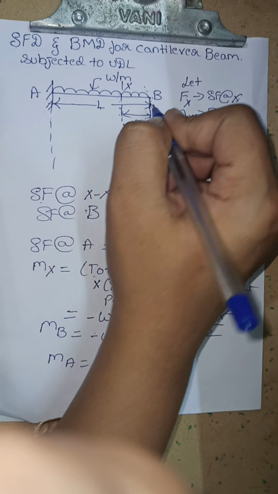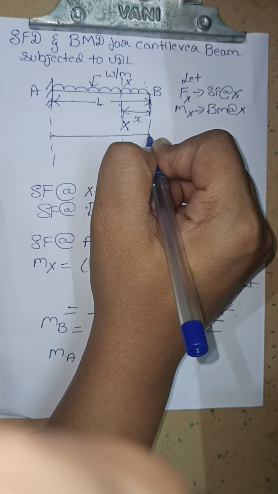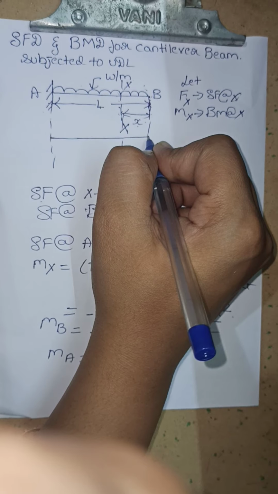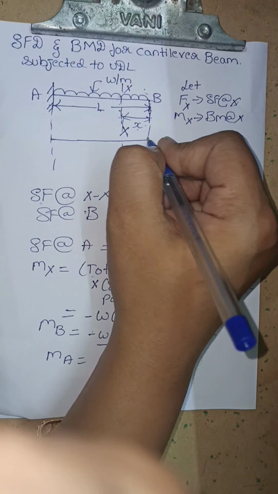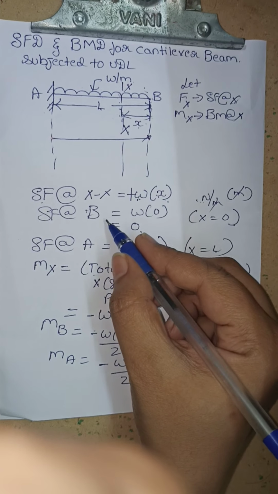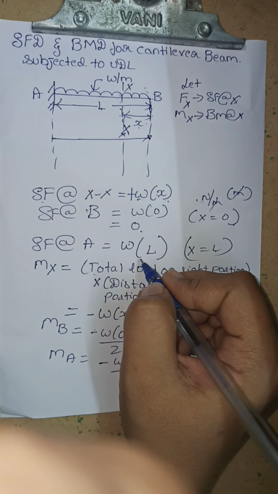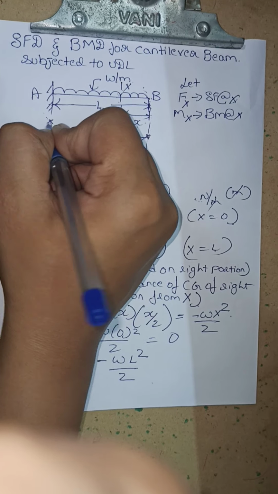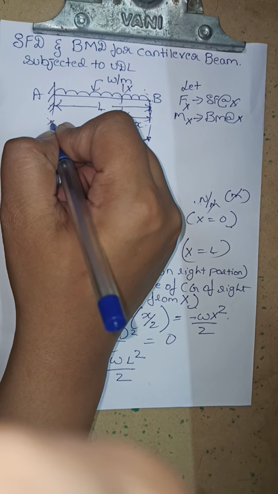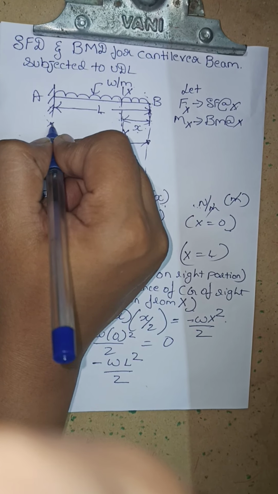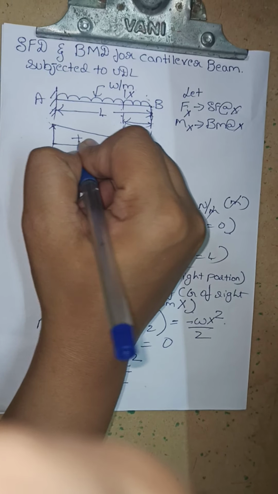Drawing the shear force and bending moment diagram, first I will draw the baseline. Exactly at point B I have got the shear force as 0, at point XX I have got it as plus Wx, and at point A I have got it as W into L. Since it is a uniformly distributed load, the variation of the shear force is linear, hence it is joined by a straight line.